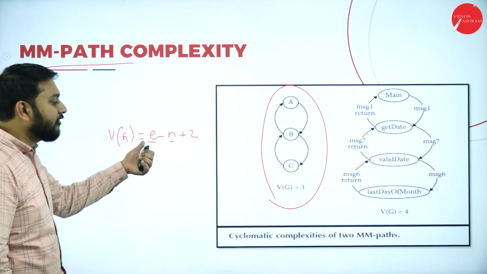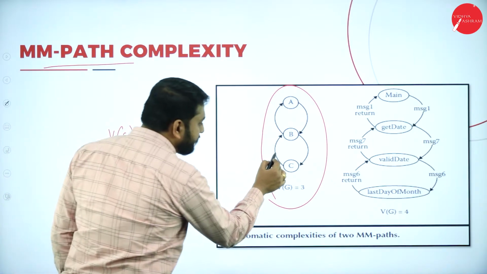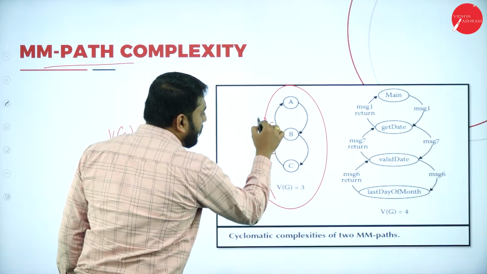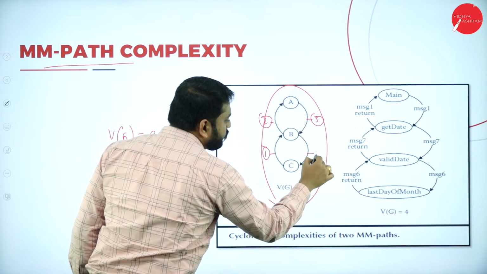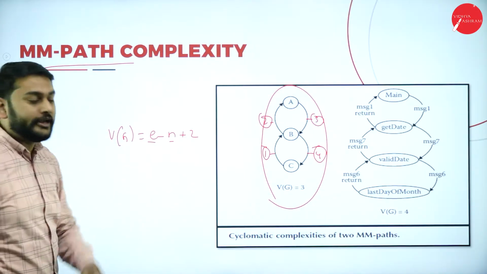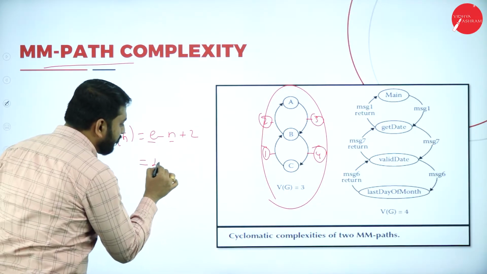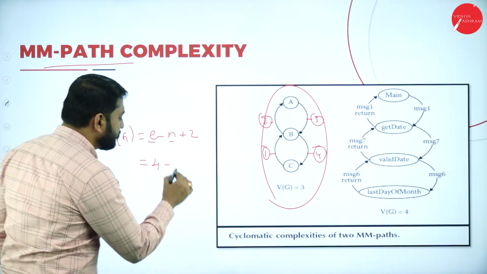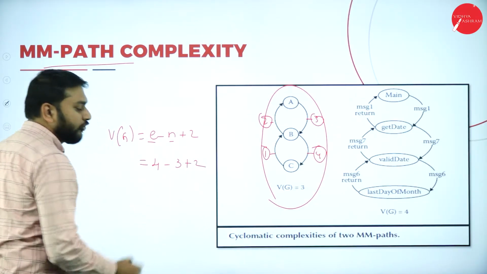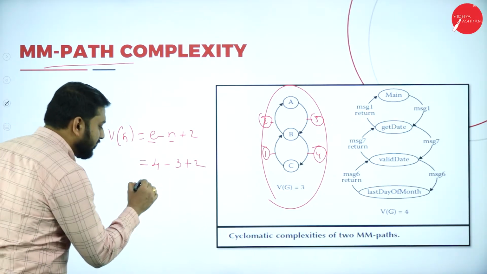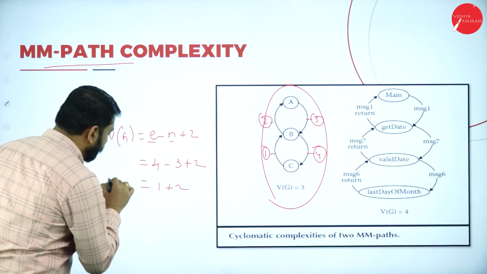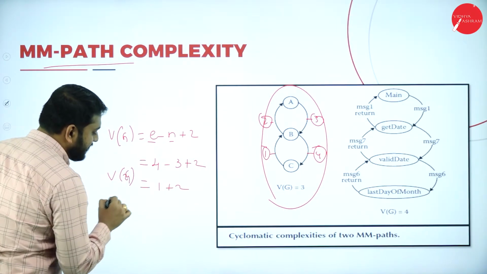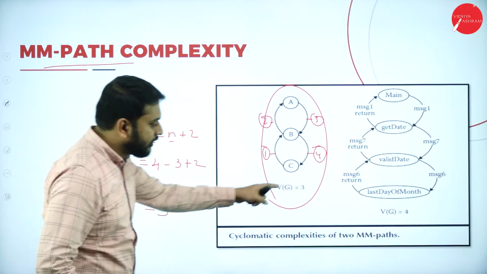So what is it that I have first? Edges. How many edges do I have? This is the first edge, second one, third one, and the fourth one. So totally I have 4 edges. So guys, V(G) is equal to E minus N plus 2, in the sense nodes 1, 2, 3. So 3 nodes I have, plus 2. So 4 minus 3 is going to be 1, plus 2. So V(G) is equal to 3. That's what they have given here.